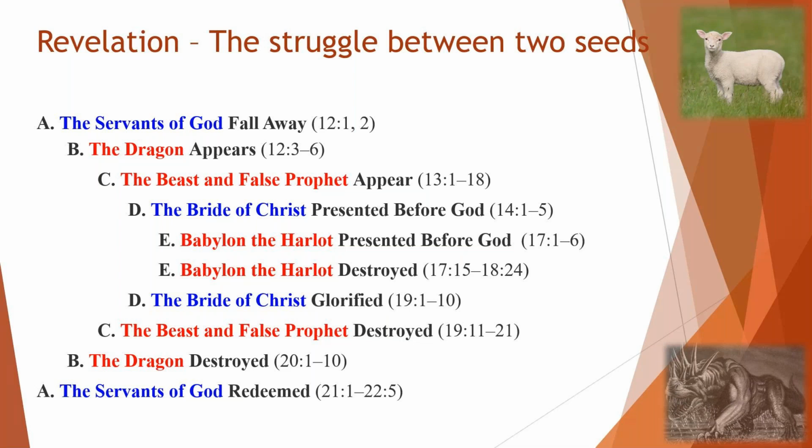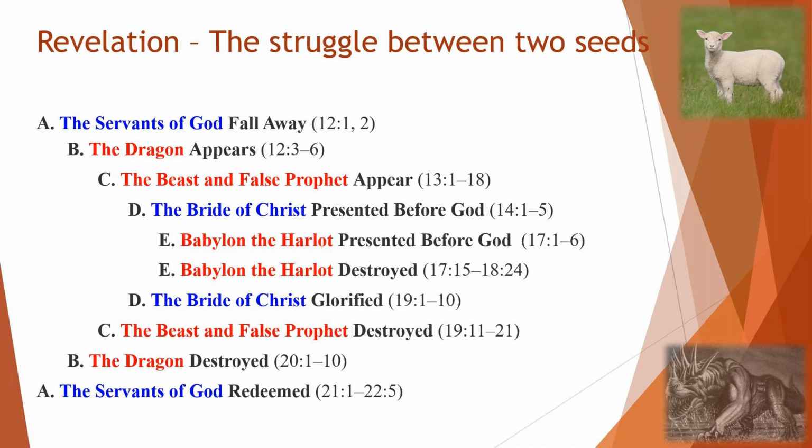And so at the beginning of this, we've got an introduction of the servants of God falling away. By the way, that's the woman who's pregnant. We can discuss that if you disagree with that. I know there are various opinions about that, but this is mine. The servants of God fall away and the dragon appears. Then the beast and the false prophet appear. I changed this slide. It's supposed to be the beast and the image of the beast, which is what becomes the false prophet, appear.